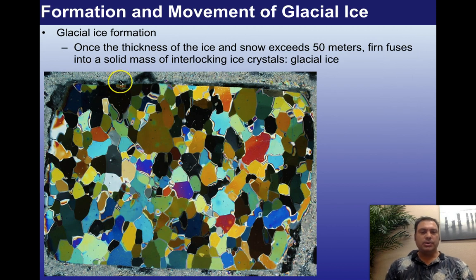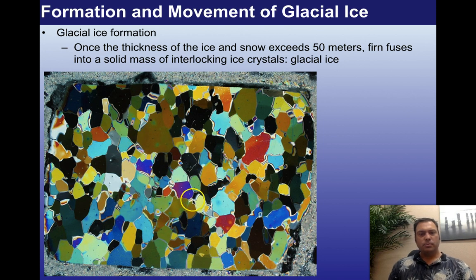All right, so this is what glacial ice looks like under a microscope. So once the thickness of the ice and the snow exceed 50 meters, in other words, once you get the firn under that much pressure, 50 meters of depth, firn fuses into a solid mass of interlocking ice crystals, and we call that glacial ice. And this is what it looks like under a microscope. It's really, really beautiful. Here you can see that there's nice interlocking crystals, just as it describes above.